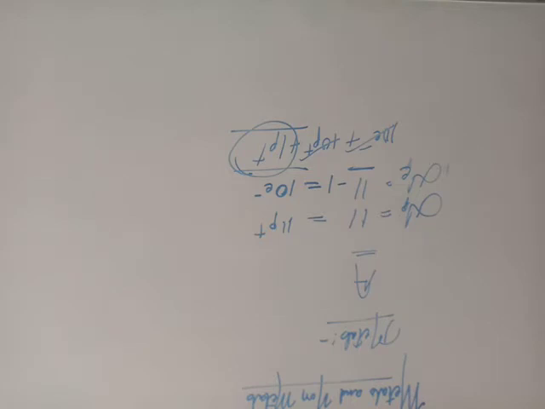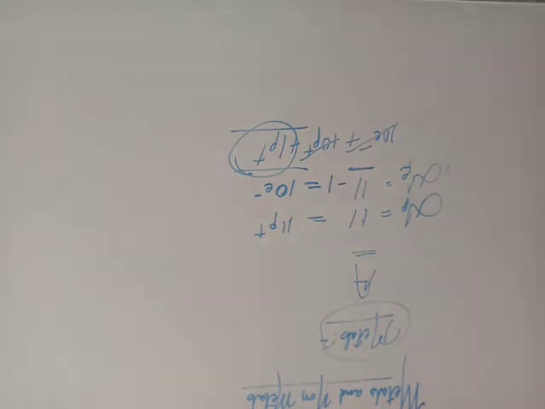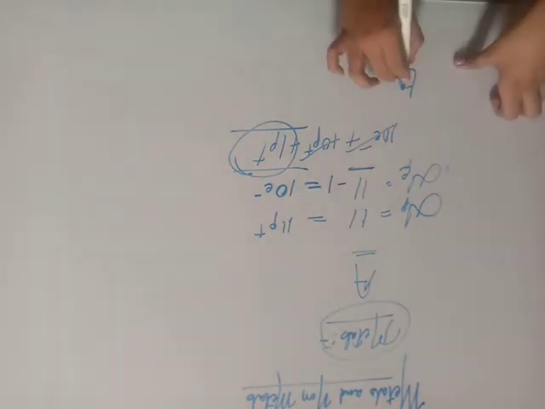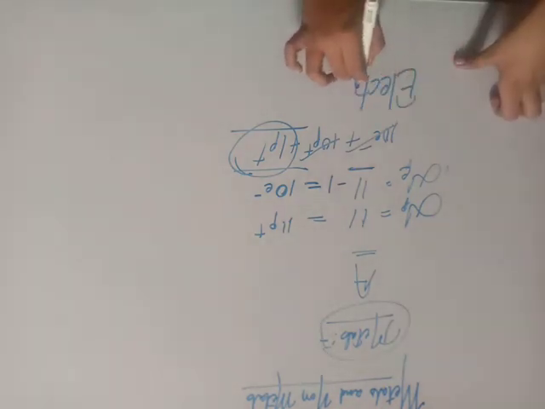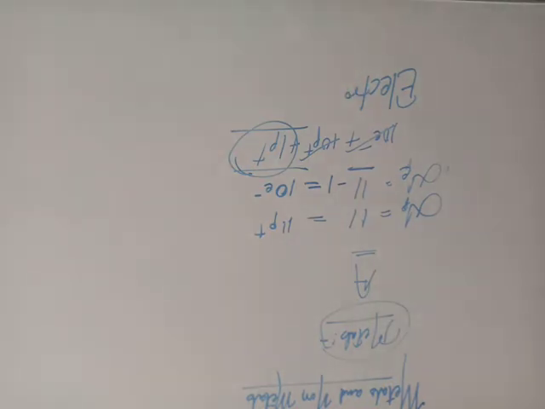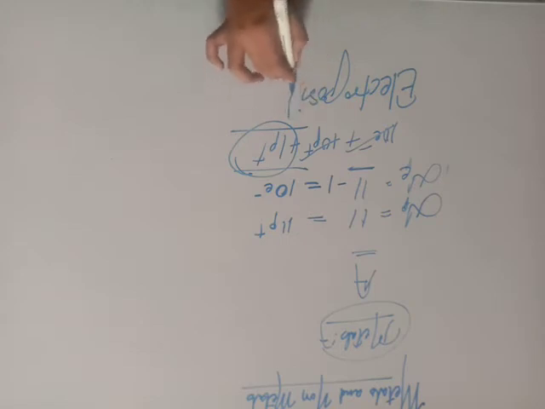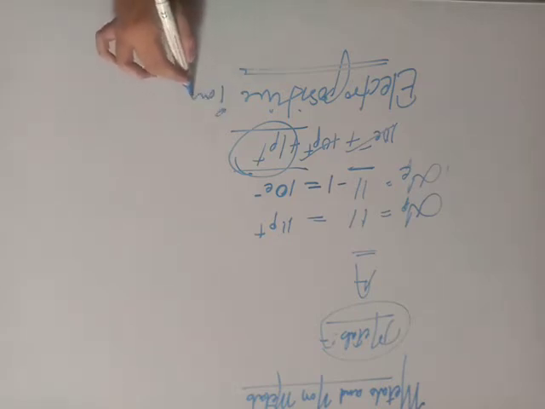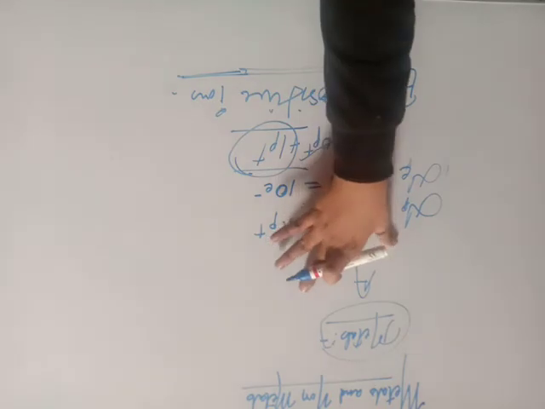Means the ions that are formed by metals are electropositive. So the ions that are formed by metals, they are electropositive. But now we will learn about non-metals, that non-metals form electronegative ions.